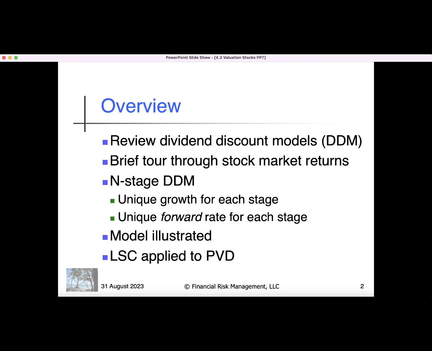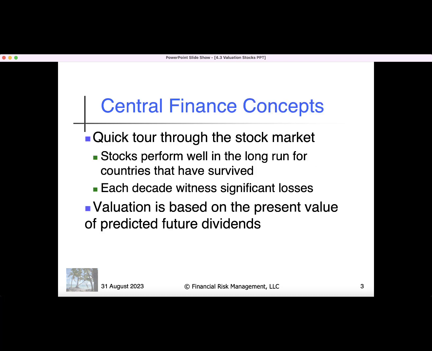We'll review the traditional dividend discount model. We'll take a brief tour through the stock market returns. We'll focus on an end-stage dividend discount model where we have unique growth for each stage, as well as a unique forward rate for each stage. The model will be illustrated, and then we'll once again apply the LSC model to the present value of dividend curve. And so the central idea is, I think it's helpful to go decade by decade through the U.S.